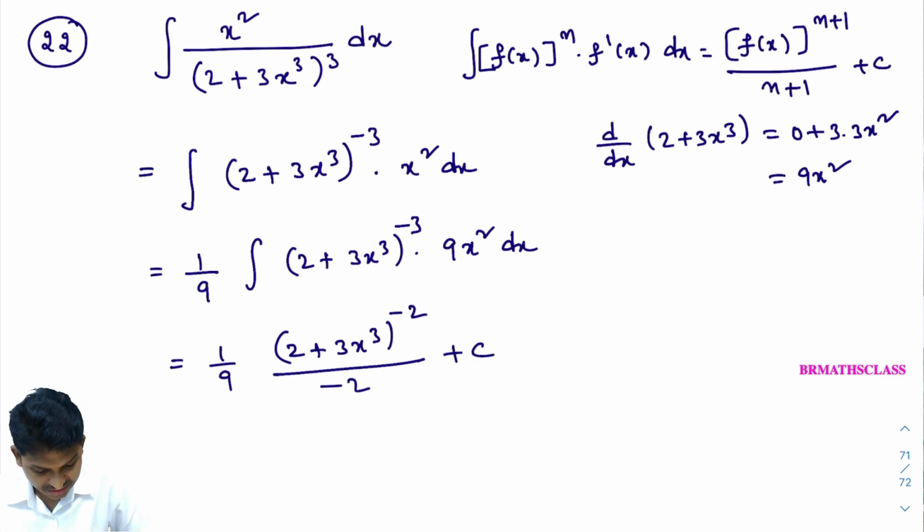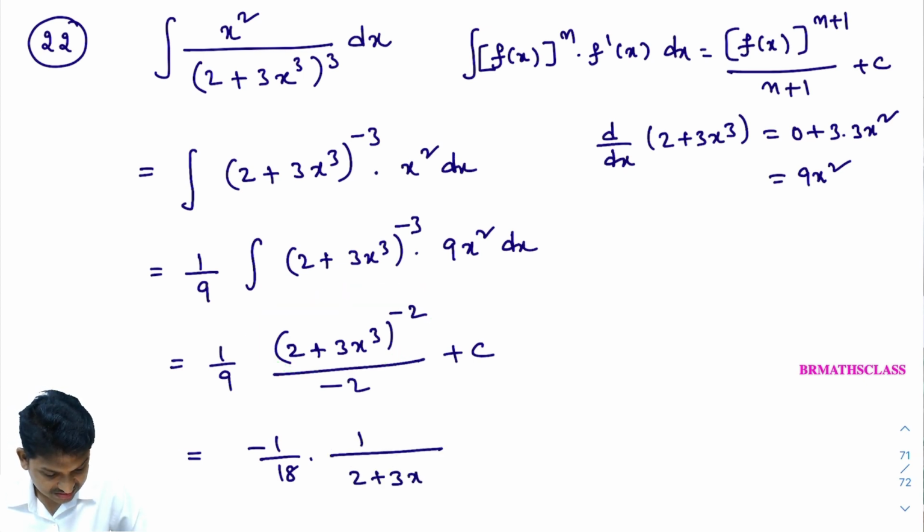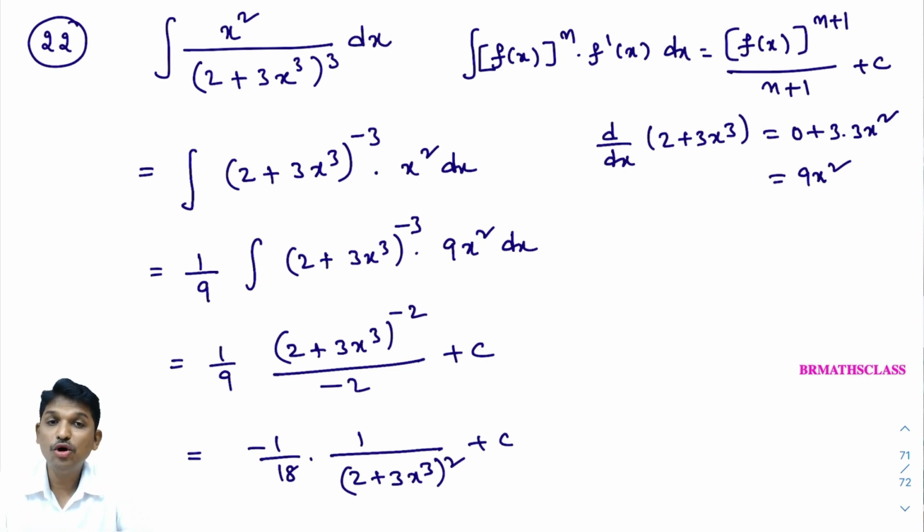If I simplify this, what I will get? This is minus 1 by 18 into this. This can be written as 1 divided by (2 plus 3x cube) whole square plus c. I hope you understand this problem.